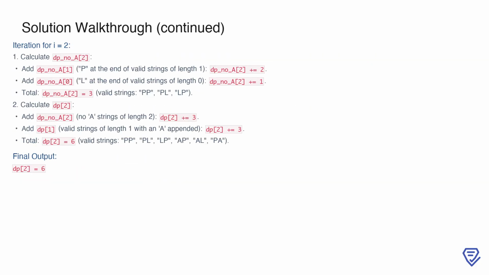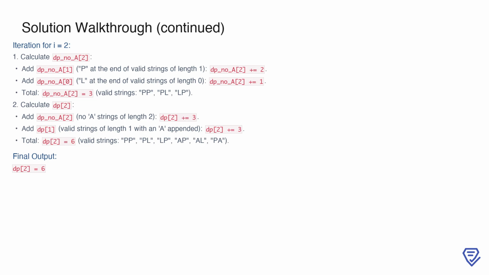To calculate the values for n equals 2, we first determine DP_no_A[2], the number of valid strings of length 2 with no A. By appending P to valid strings of length 1, we add 2 to DP_no_A[2]. By appending L to valid strings of length 0, we add 1 more. This gives us a total of 3 valid strings, PP, PL, and LP.